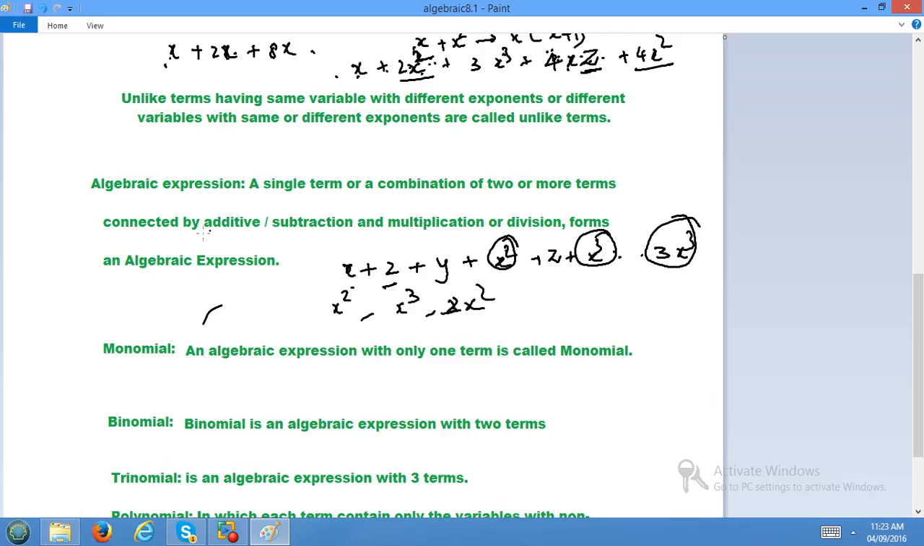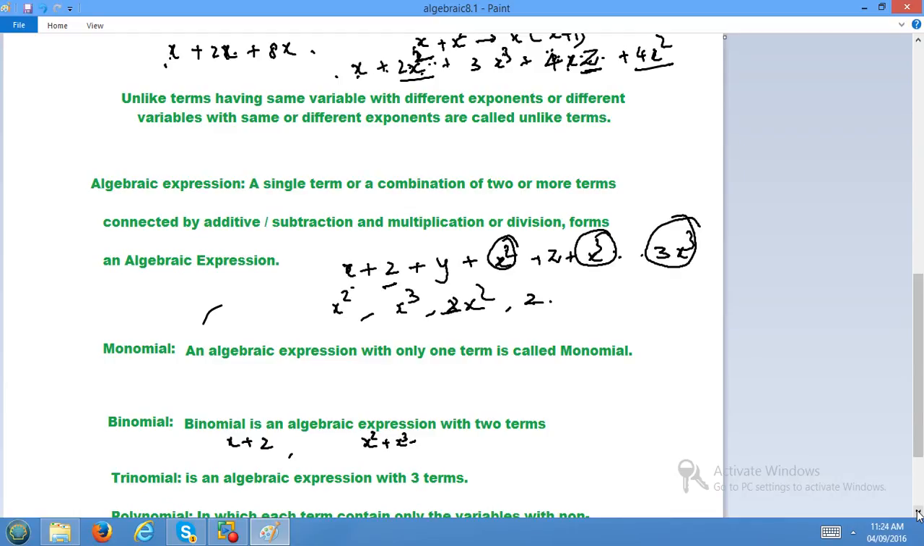So you notice that 2 is also a term. If you say x plus 2, it becomes a binomial because two terms are there. Or x square plus x cube, this is two terms. This is a binomial. Similarly, if three terms are there, it is a trinomial. Trinomial is an algebraic expression with three terms. Tri means three.